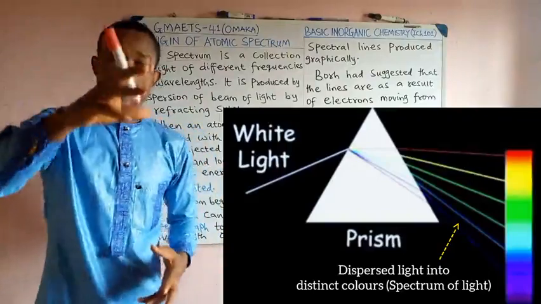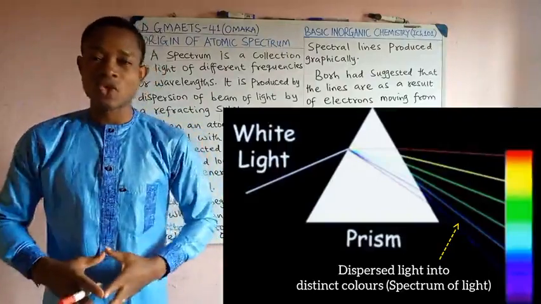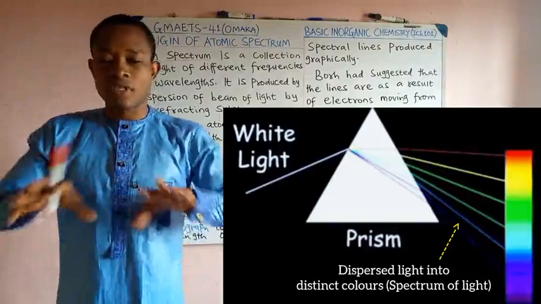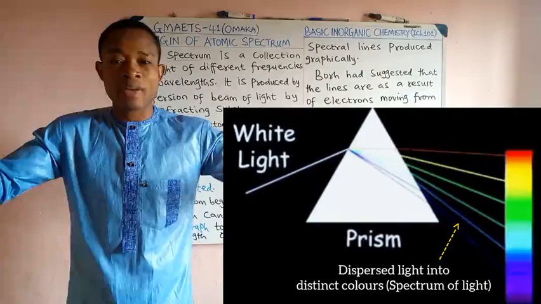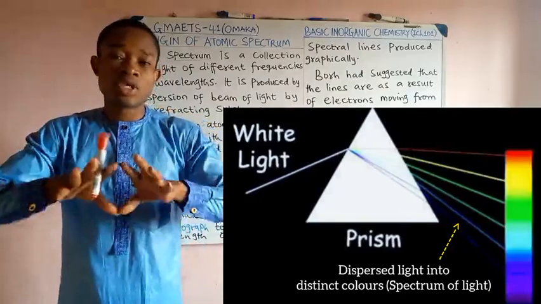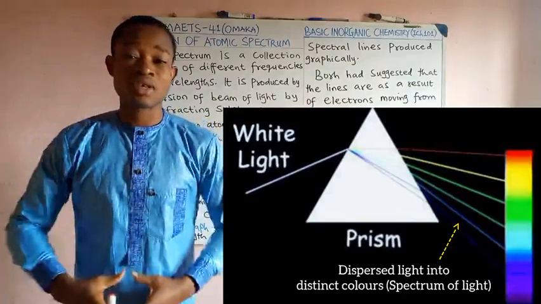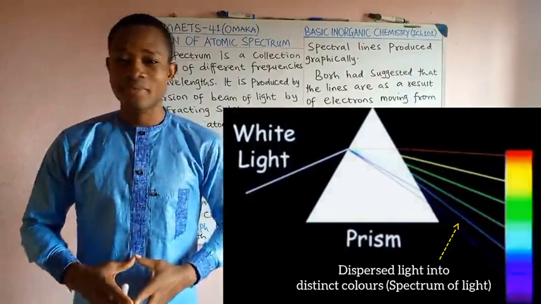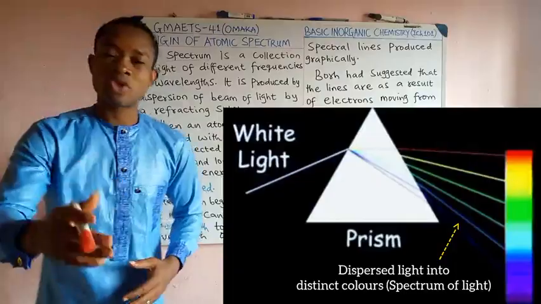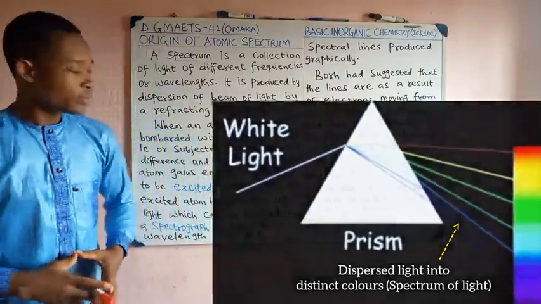Those colors are the component lights that make up the sunlight that we see. So when a beam of light is passed through a refracting surface, this surface can disperse it. Dispersion is a property of light as a wave, to disperse it into its different colors of light. So this is how a spectrum of light is produced.